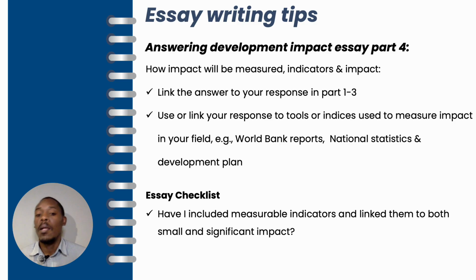The first one is, have you included measurable indicators? For example, the issue of poverty that I've given. Maybe one of the indicators will be that 1 in 10 individuals are now going to have 2 to 3 meals a day because you have contributed to reduction in hunger. So that can be an indicator. And then you link them both to small and significant impact. It starts slowly, with 1 in 10 people benefiting from your skills.